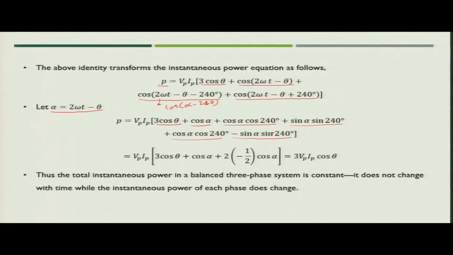Now, if you further simplify you will get V_P I_P, and in bracket you will be left with only 3 cos theta because these two terms will cancel out. So, the total instantaneous power for a 3 phase system you will get 3 times V_P into I_P cos theta. Now, if you see this expression, what can you observe?